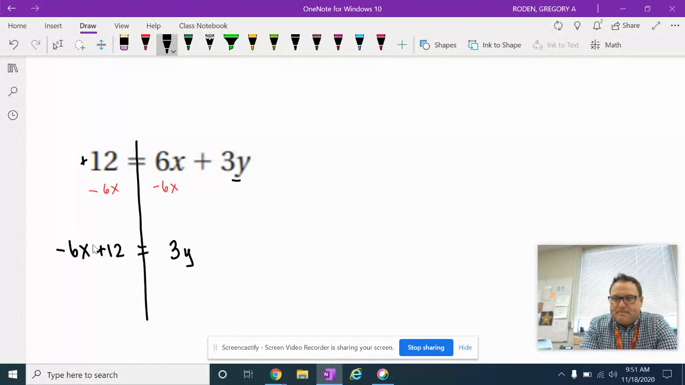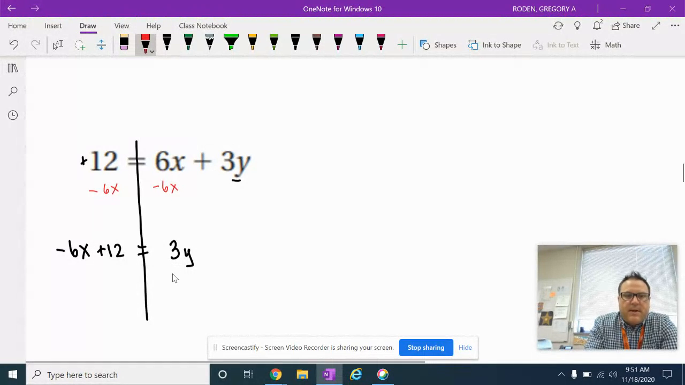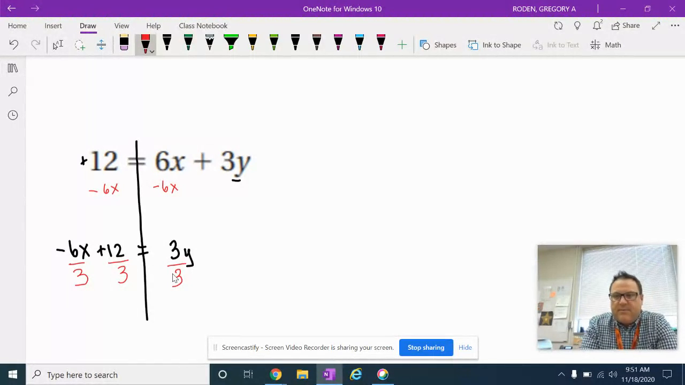Okay, see that? Now, how do we get rid of 3 times y? We divide everything by 3. I'll put my inverse operations in red. We're going to divide everything by 3.